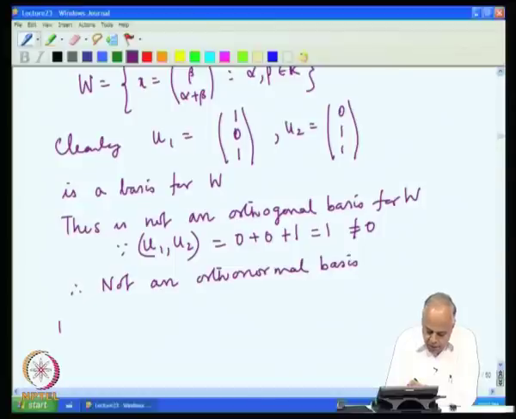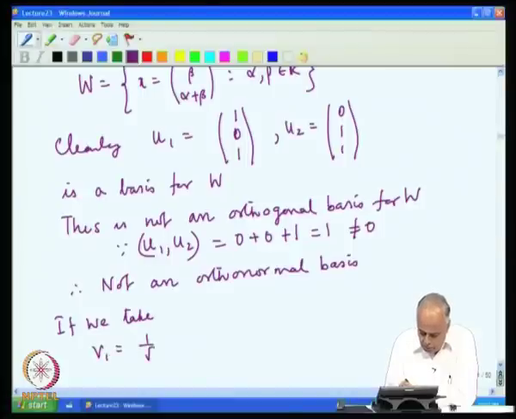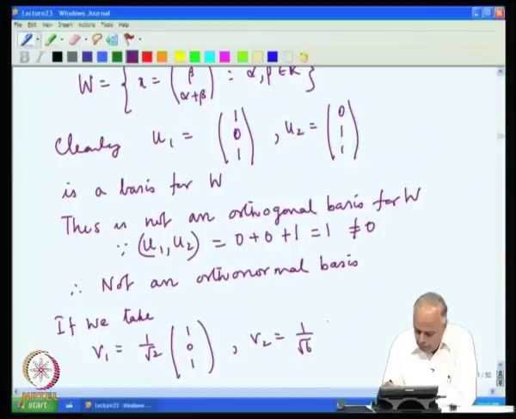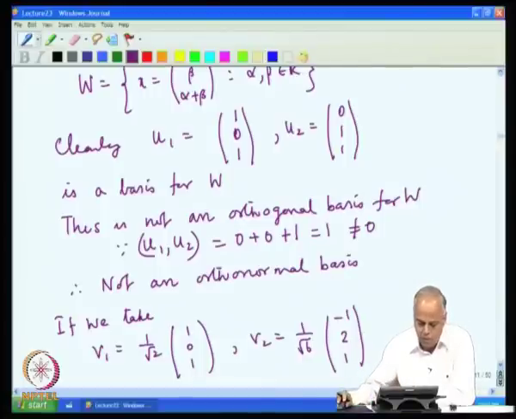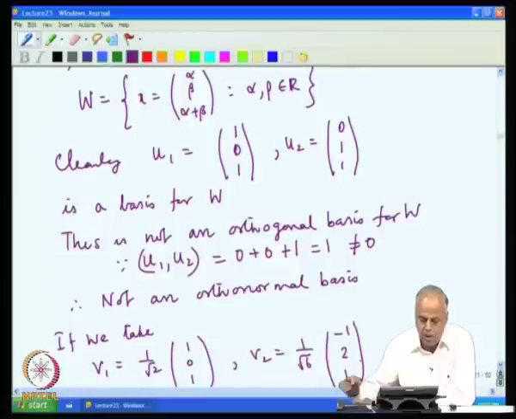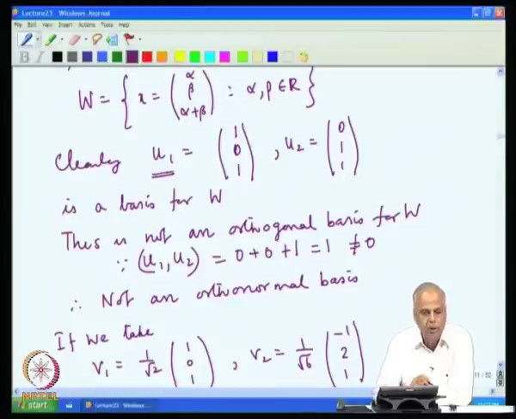However, if we take V 1 equal to 1 by root 2 times (1, 0, 1) and V 2 equal to 1 by root 6 times (minus 1, 2, 1), we see that V 1 belongs to W, because V 1 is simply a 1 by root 2 multiple of the vector u 1 we have here, and since u 1 is in W, any multiple will be in W. V 2 is also a vector in W.